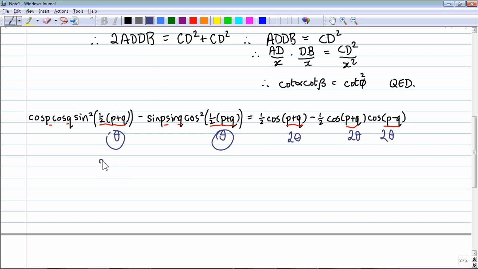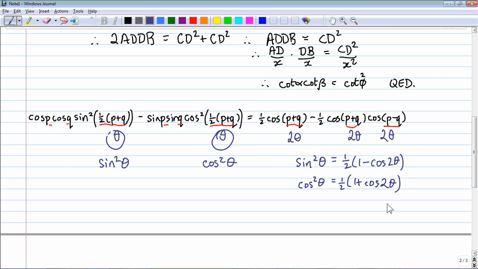Well, I've got sine squared theta and cos squared theta, and I know certain very famous formulas for converting them into 2 theta. So if I convert them into 2 theta, it must be the case that the right-hand side would come out. So what are those famous formulas? Of course, sine squared theta is 1/2 (1 minus cos 2 theta), and cos squared theta is 1/2 (1 plus cos 2 theta).